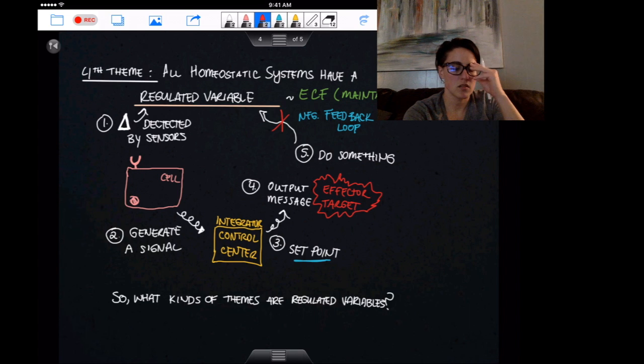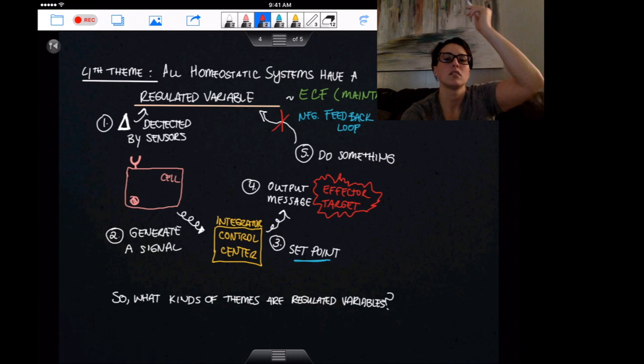Okay? So this is how homeostatic systems are regulated. It gets detected on a cell and it generates a signal. It goes to the control center. It says, hey, this is not at the set point. It goes out, sends an output message to an effector target, and then it causes some sort of action.